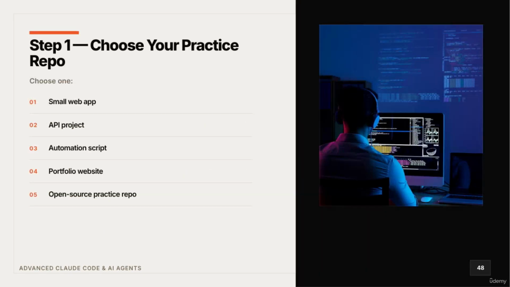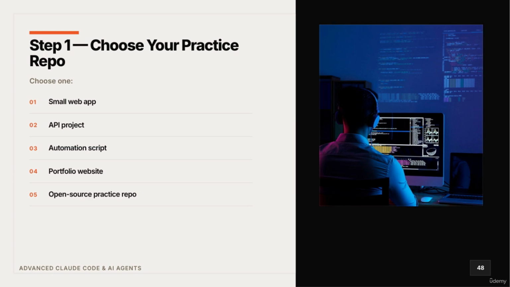For step 1, you want to choose your practice repository. This is a foundational step where you decide what kind of project you'll work on to build your skills. You have several options to consider. You could go with a small web app, which is great if you want to practice both front-end and back-end development. Alternatively, you might pick an API project. This is perfect if you're interested in building and managing data services.